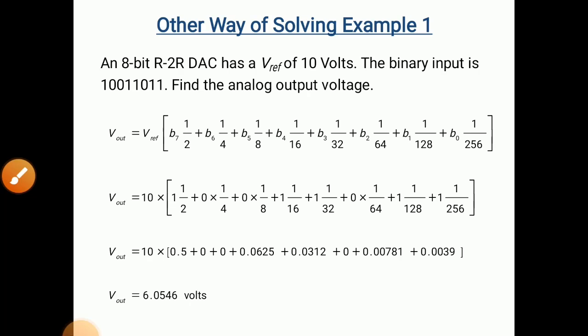So like this we have studied today digital to analog conversion, and we have studied the very important R2R ladder type of digital to analog converter.